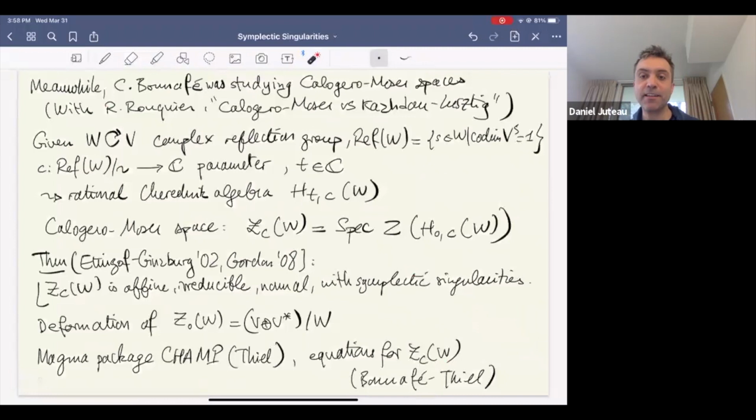But then we were not very active for a while about this problem. And meanwhile, Cédric Bonafé, one of my former supervisors, was studying Calogero Moser spaces. For example, they have this whole program with Raphael Rouquet, like how to extend Kajdanovsky theory to complex reflection groups, like families and cells and so on. And they use the geometry of Calogero Moser spaces. And then if this coincides with Kajdanovsky data for Weyl groups, then it's a sensible definition for complex reflection groups.